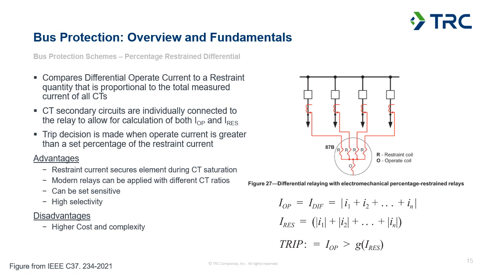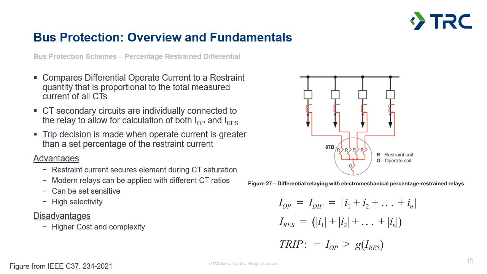So oftentimes in modern relays, the CT secondary circuits would be individually wired to a relay. So you take your Y-connected three-phase CTs and you'd wire those into a relay input, and you do that for each of your connected elements. And the relay can then digitally sum those together to make the operate current, but then can also calculate another quantity that's your restraint current that you compare to your operate current.